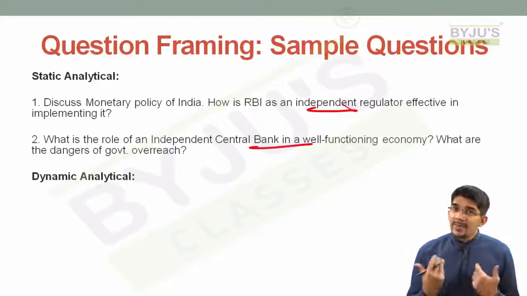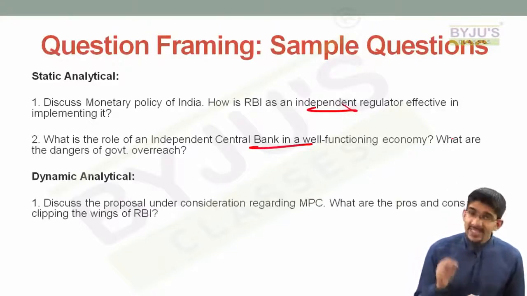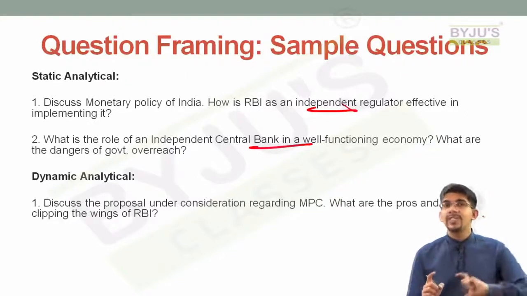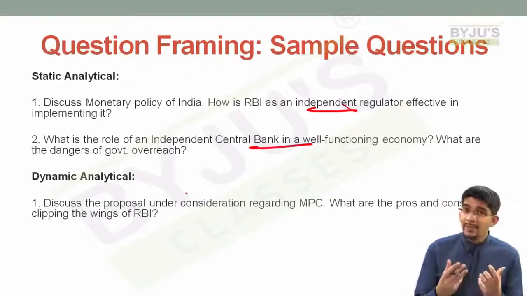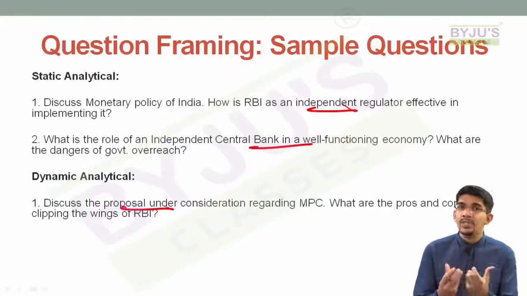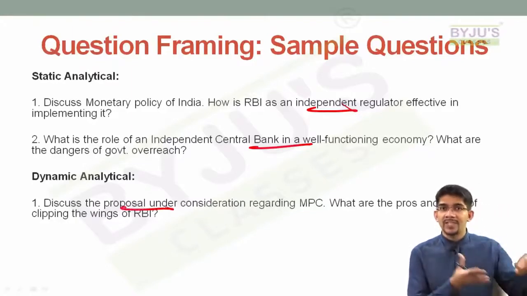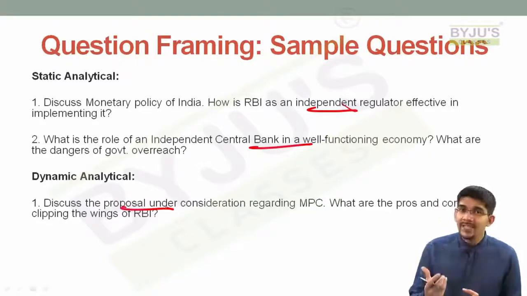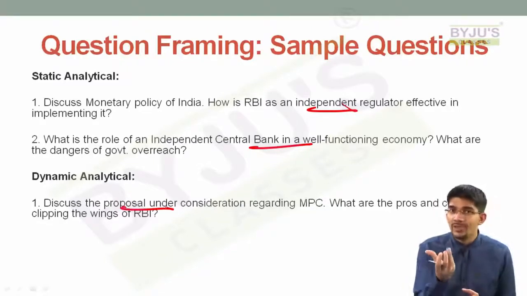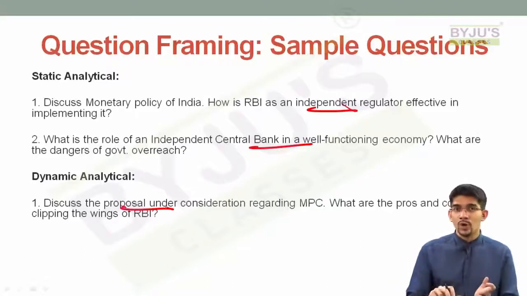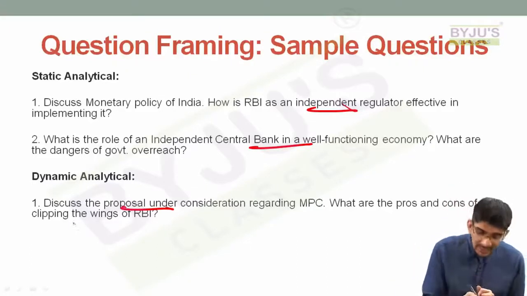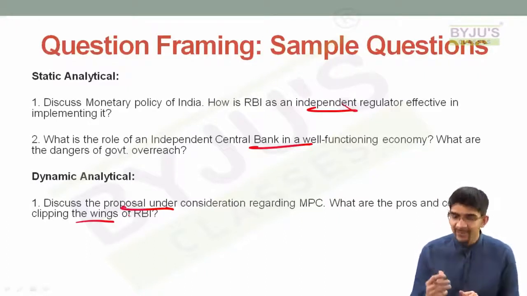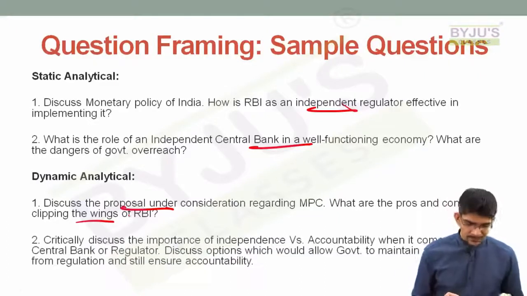Now let's look at a couple of dynamic analytical questions as well. Discuss the proposal under consideration regarding MPC. What are the pros and cons of clipping the wings of RBI? Here it's a dynamic question because this current proposal might keep on changing. So 1 year ago, it could have been the FSLRC commission report. A bit later, it could have been the Urjit Patel committee report. Now currently, we have to discuss the latest cabinet note which has been circulated and discuss the pros and cons of that. We have to first discuss, are we clipping the wings? Is it bad to clip the wings? Clipping the wings means reducing independence. And finally, what are the pros as well?